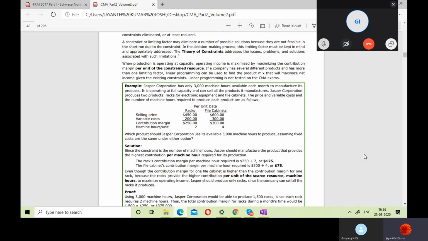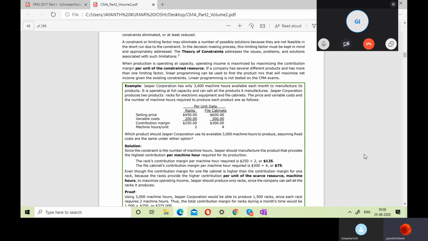So Jasper Corporation has only 3,000 machine hours available each month to manufacture its products. So they cannot use their machine more than 3,000 hours. That is the bottleneck resource or constraint. It is operating at full capacity and can sell all the products it manufactures.